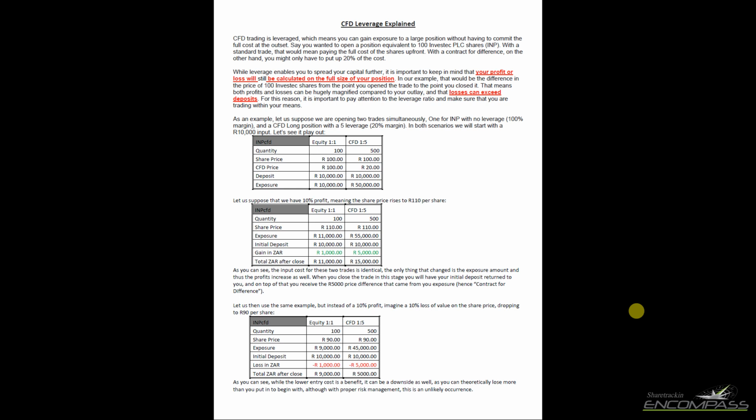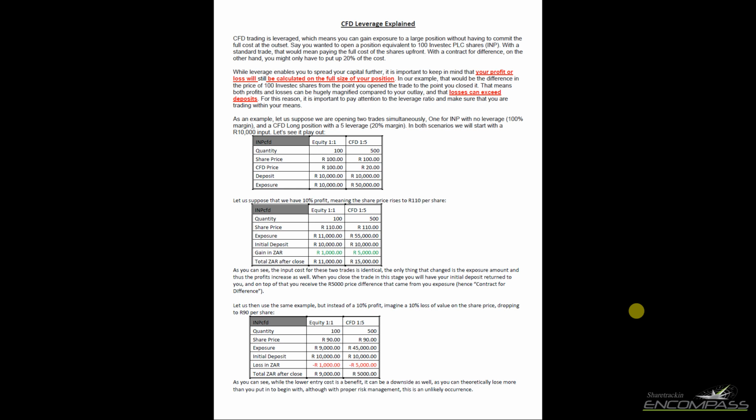And as an example, we're going to be putting 10,000 Rand into that share, into that trade. So on the one hand, we'll have an equity trade where everything is 1-to-1. The ratio is 1-to-1. You're paying full price for everything. And on the CFD side, your leverage is 1-to-5 for this example. So you're paying 20% of whatever anything costs for that trade.